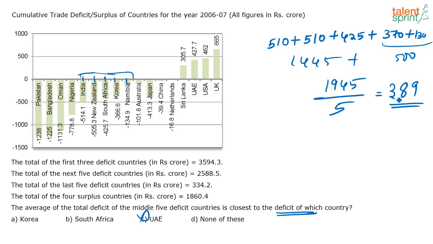Now, it is close to the deficit of which country? Close to Korea, because the only country which is close to 389 is Korea, which has a deficit of 366. So the answer we are looking for is Korea. South Africa is minus 425, so 389 means it has to be Korea. Here you can approximate, because the options are spaced like that. The correct answer here is A, Korea.